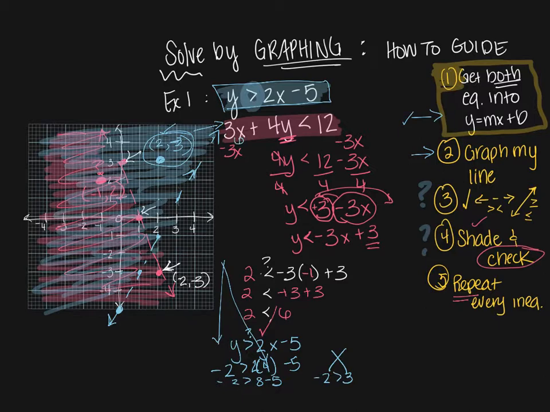And I am going to add 4 times 3, which is 12. And 6 plus 12 is 18. 18 is not less than 12. Oh no, so this point works for my blue equation, but it doesn't work for my red.